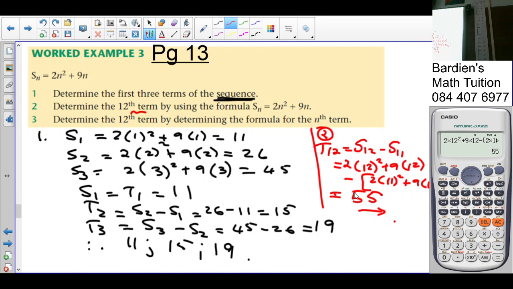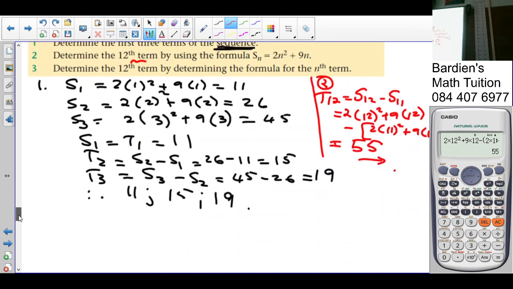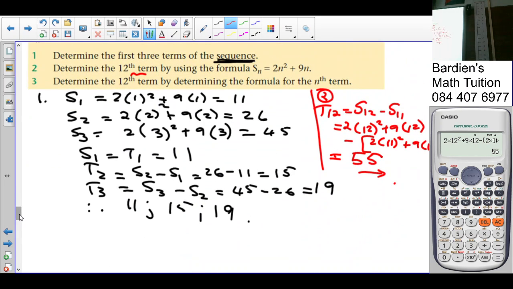In number 3, they want to know, determine the 12th term by determining the formula for Tn. So how are you going to calculate the formula? What's the general formula? Tn is equal to a plus n minus 1 d. Okay, so do your thing quickly and then you work out term 12.